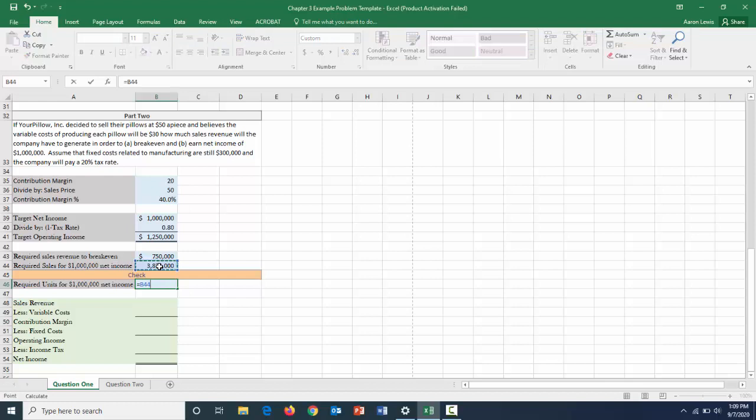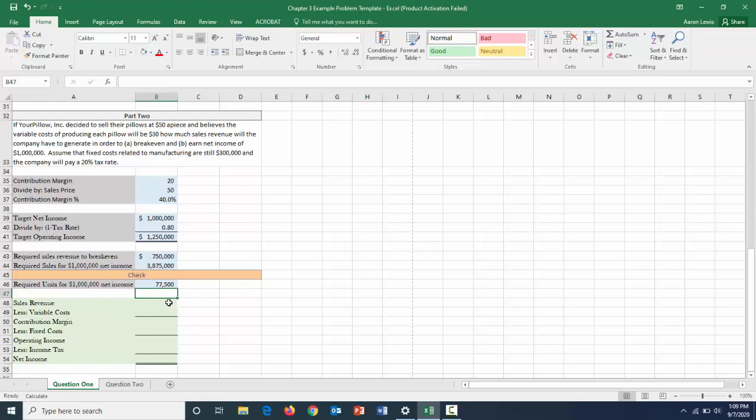Well, if we divide that by how much we sell each one for, that's going to tell us how many units we have to sell to get to that particular amount of sales revenue. And we're selling each one of these pillows for $50 apiece, which means that we're going to have to sell 77,500 pillows in order to generate this $3,875,000 in required sales revenue. Our number is going to work out.